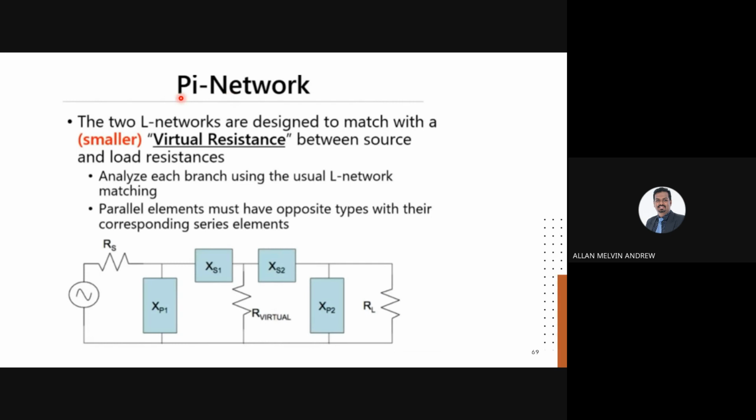So when you are using the pi network, because of this R virtual, the load resistance will be lower. In this case, RS is actually the circuit, and RL is the antenna. You want to make sure it can be matched. Okay, so that's the function of the impedance matching circuit.